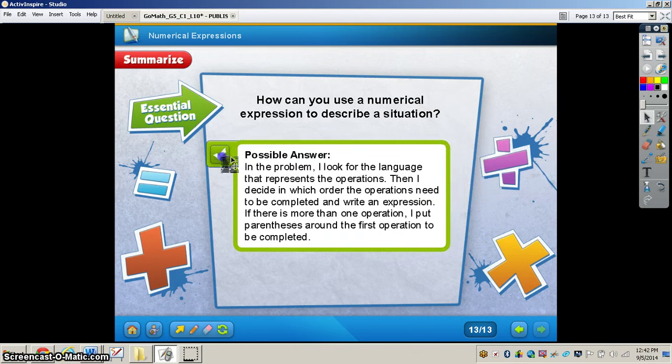So let's get out your math journal. How can you use a numerical expression to describe a situation? I want you to copy down this answer in your math journal. You may need to pause the video to do this.